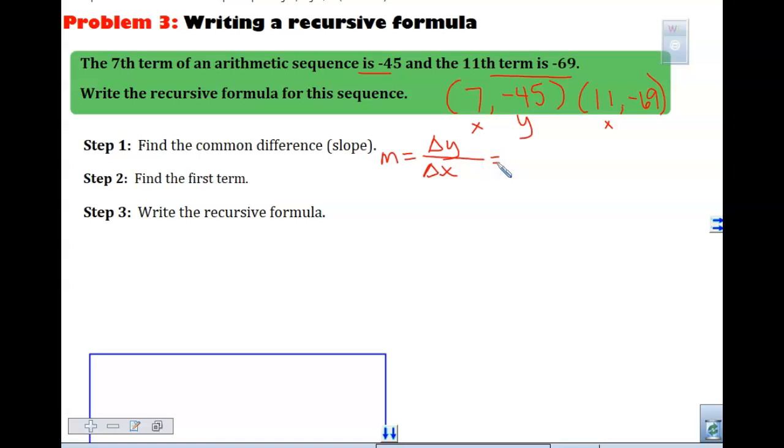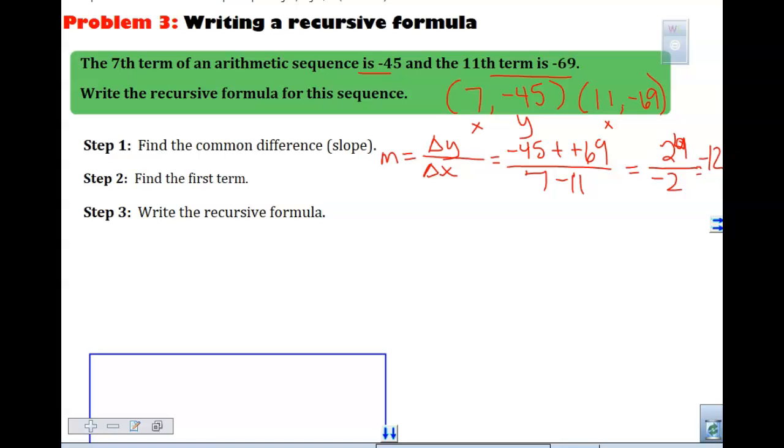So then if I am subtracting, which one do you want to start with? Okay, negative 45 minus the negative 69. And then in my denominator, I have to have 7 minus 11. So as I'm taking a look at this one, in my numerator this really becomes a plus, and I have 24. Does that sound right? Positive 24 over negative 2.